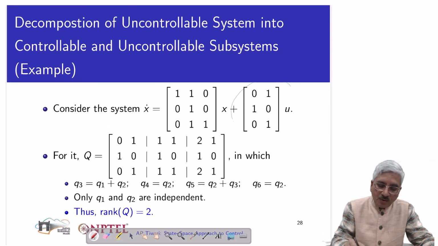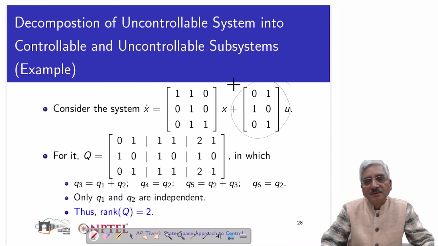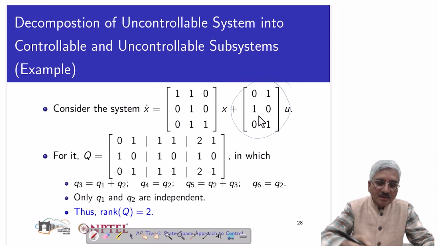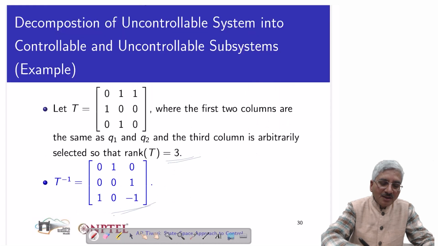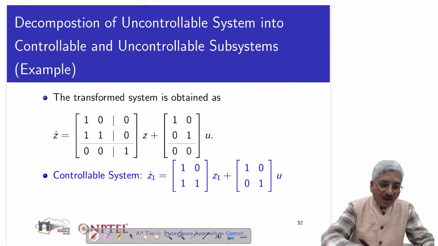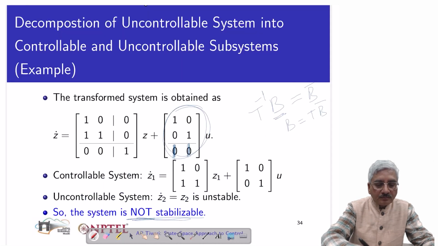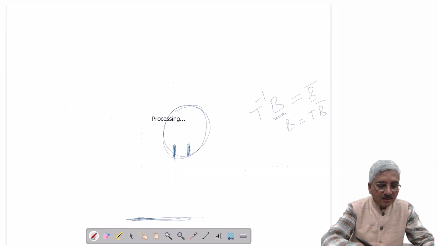in this system, so that the particular coefficient somewhere in this matrix will change and will make the system controllable. It gives us that idea.